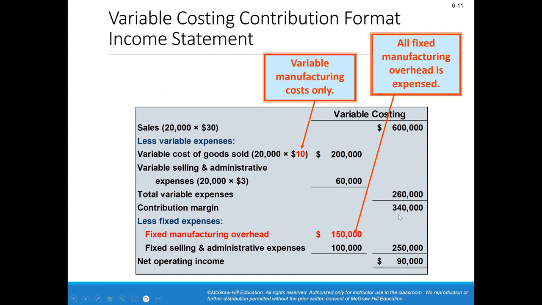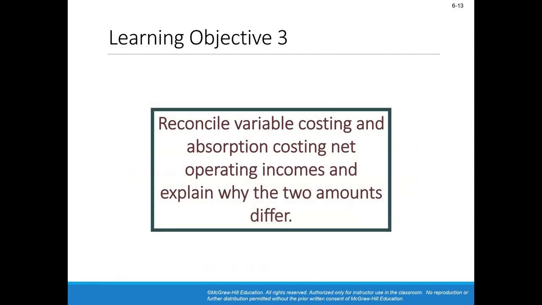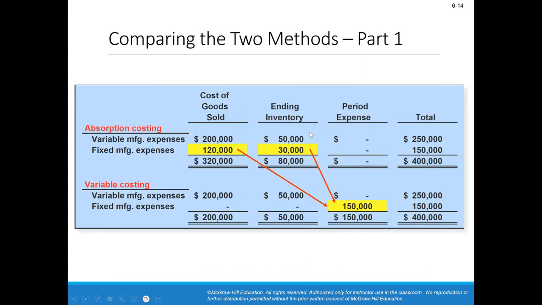And what happened to that $30,000? Well, it's in our inventory. We have deferred $6 into our inventory. However, that is correct for financial reporting purposes, but this again is an analysis that we're doing to make sure that we're on the up and up. So we're going to reconcile the variable costing and absorption costing.